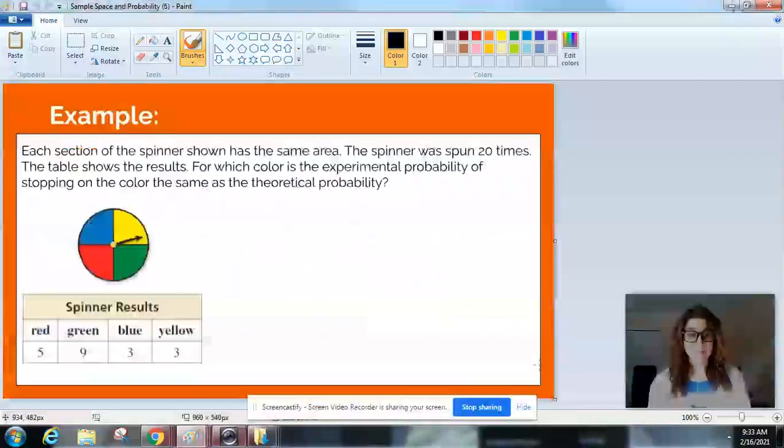Okay, next thing we're going to take a look at is our spinning wheel, right? So I have a spinner. I have yellow, blue, green, and red. And I have the spinner results.